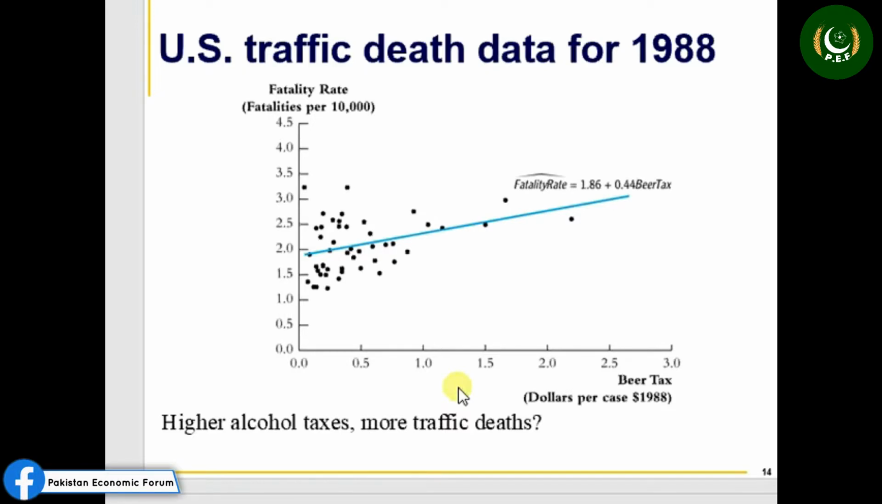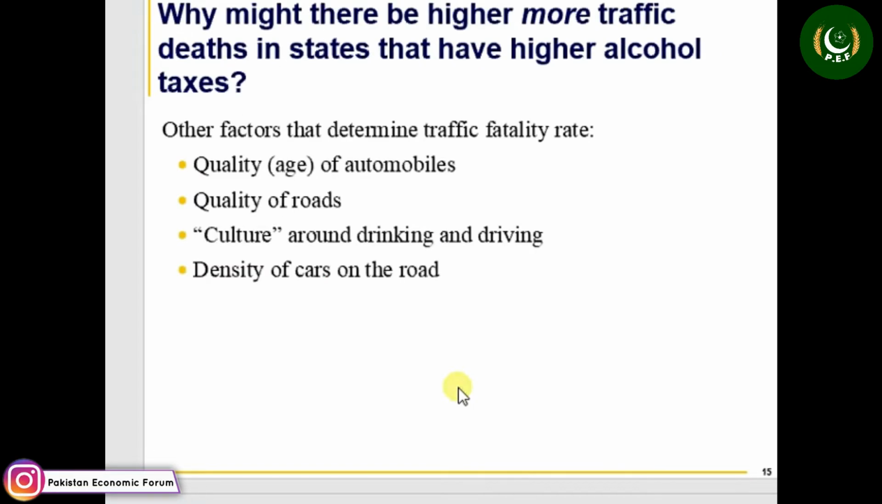So listen to my lecture on inclusion and exclusion of irrelevant variables and relevant variables. Let's see what happens. You have some other omitted factors, and if they are unobserved, that's a very important thing to know. The culture around driving and drinking.